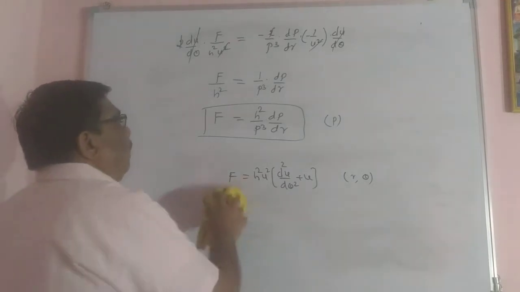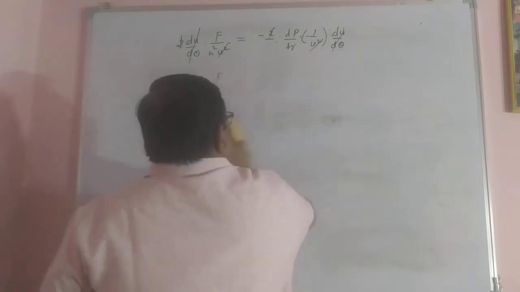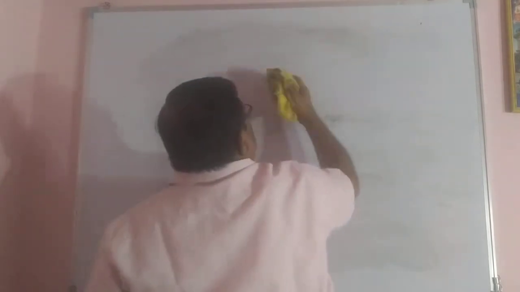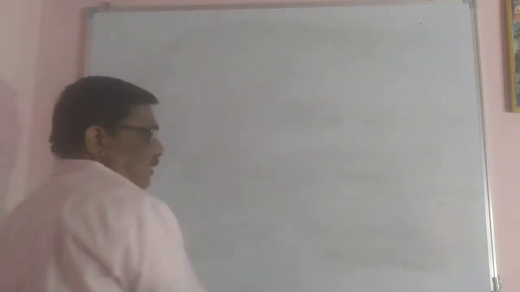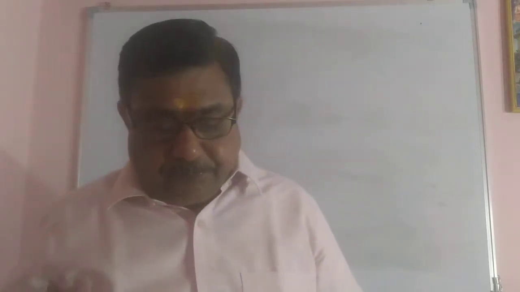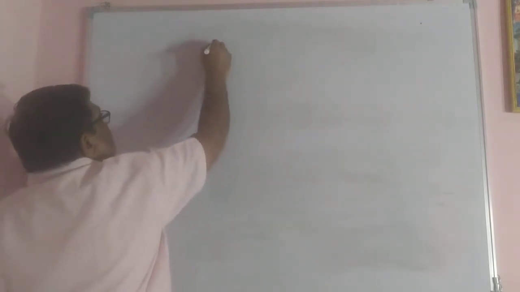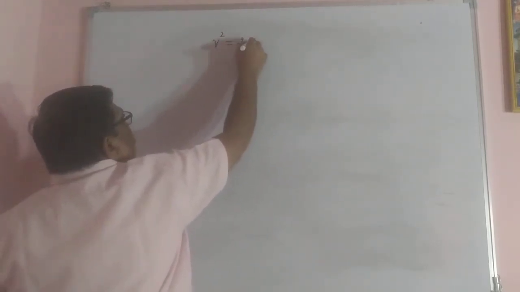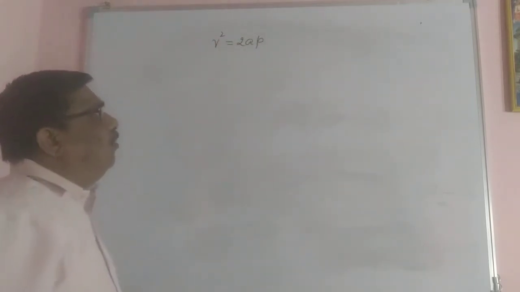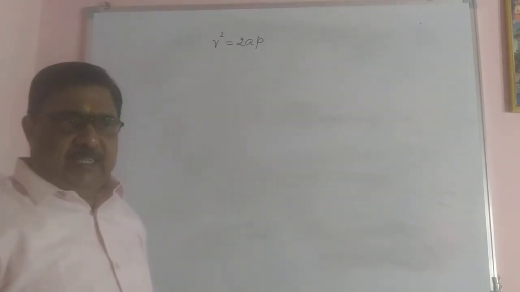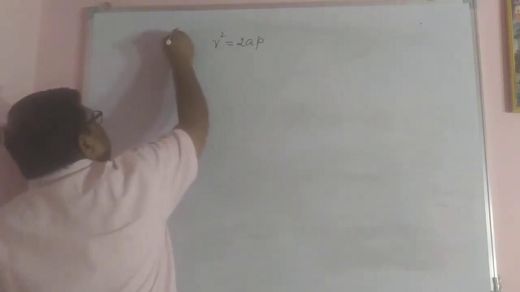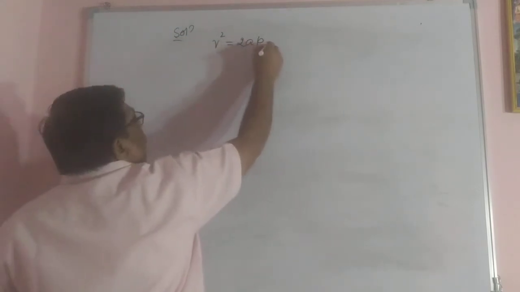Yes, example number 1. If the central orbit is r square equal to 2ap, find the law of force. If r square equal to 2ap is the central orbit, find the law of force. It's a 2 marks example. Solution: call this equation 1.